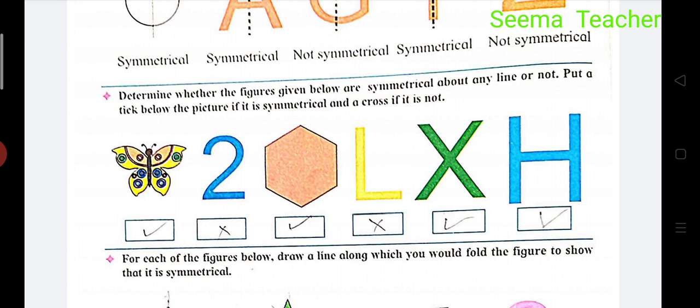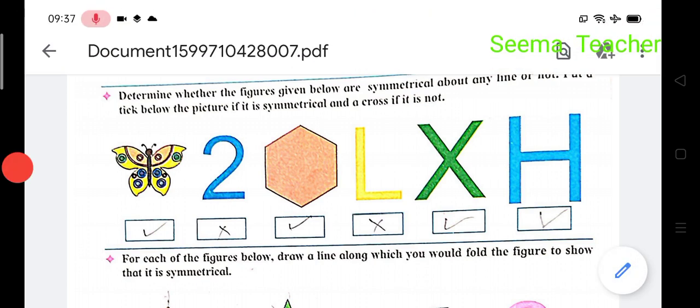So again, this is a hexagon. It is symmetrical. Letter L also is not symmetrical because it does not fold into equal halves. So X, if you draw this letter X and cut it, we can draw a middle line, a symmetric axis. So it is symmetrical. So letter H also is symmetrical.